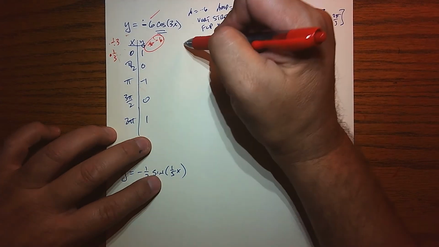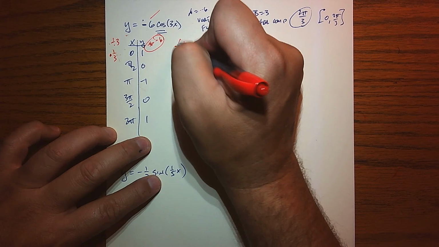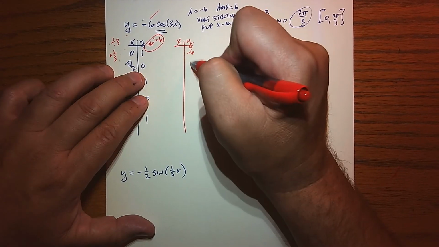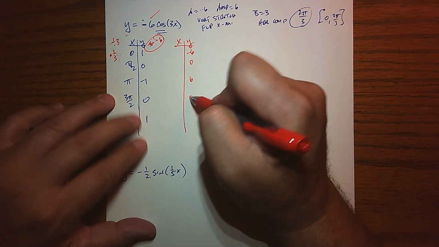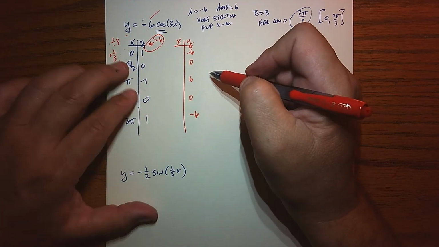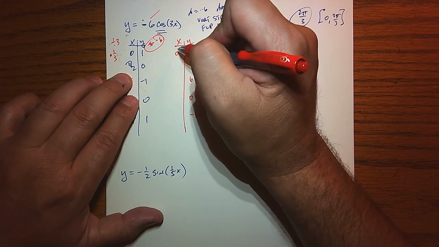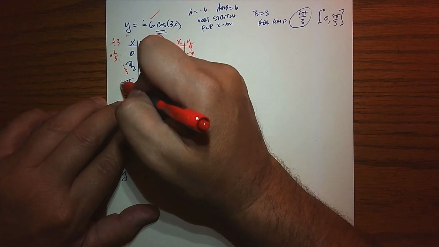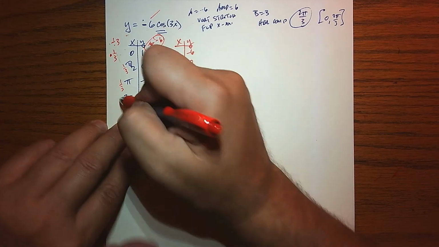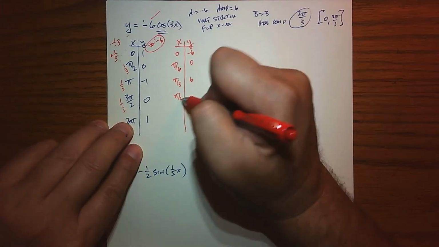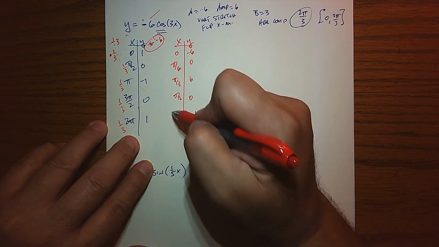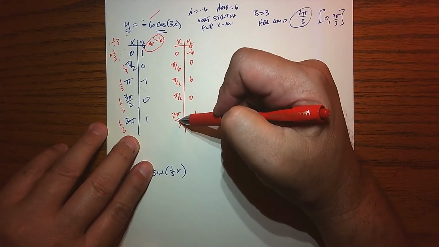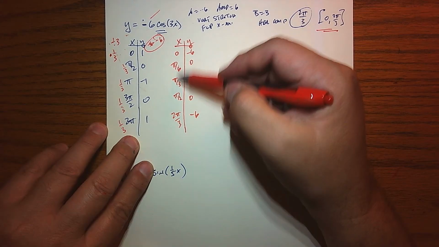So creating my new data, along the y, we have -6, 0, 6, 0, -6. For x, we have 0. If we multiply by that 1/3, we get pi over 6. Multiply by 1/3, we get pi over 3. Multiply by 1/3, we get pi over 2. Multiply by 1/3, we get 2 pi over 3. So quite naturally, there's our interval from 0 to 2 pi over 3, and we have all our data points.